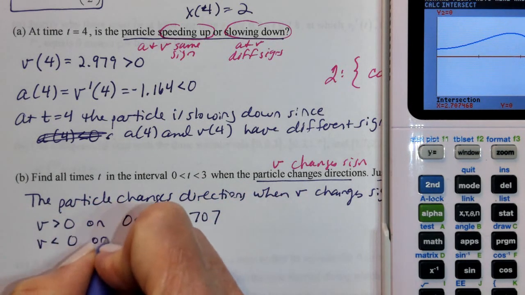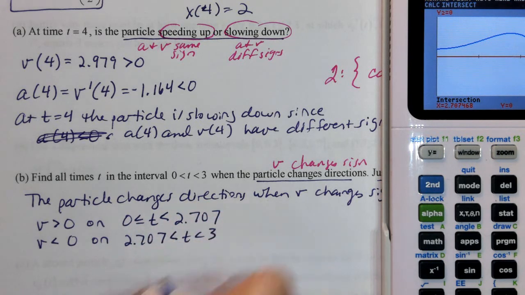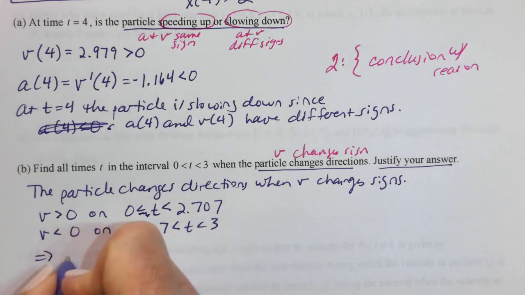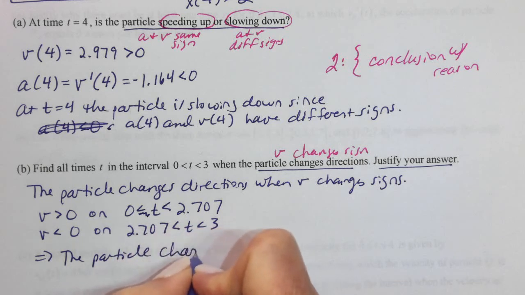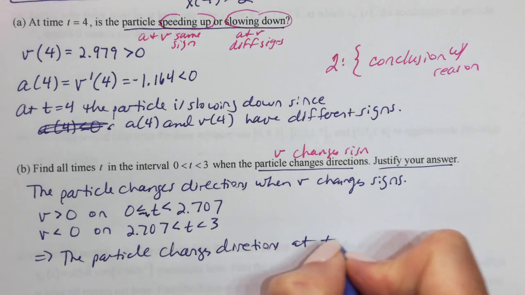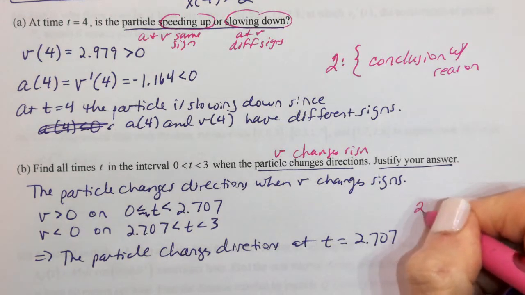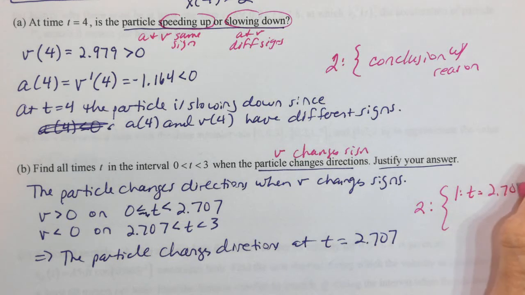V is less than 0 on 2.707 to 3. I don't need to include the 0 or the 3. Okay, so the particle changes directions at t equals 2.707. That for the AB test was worth 2 points. 1 point for t is equal to 2.707. 1 point for your justification.